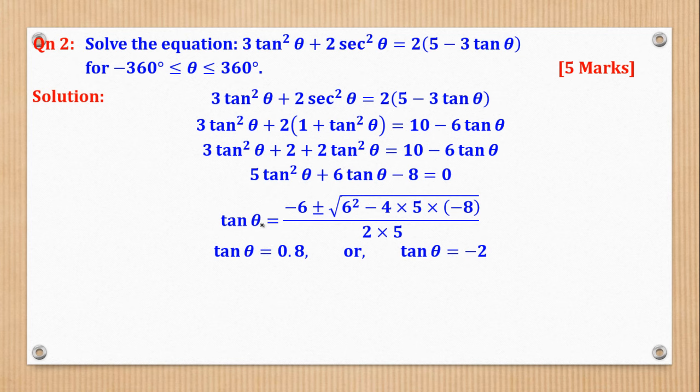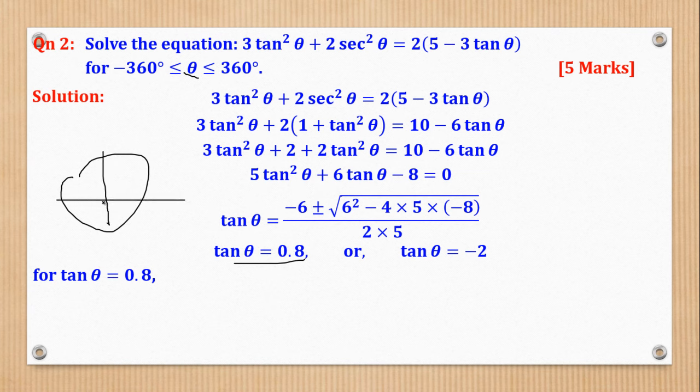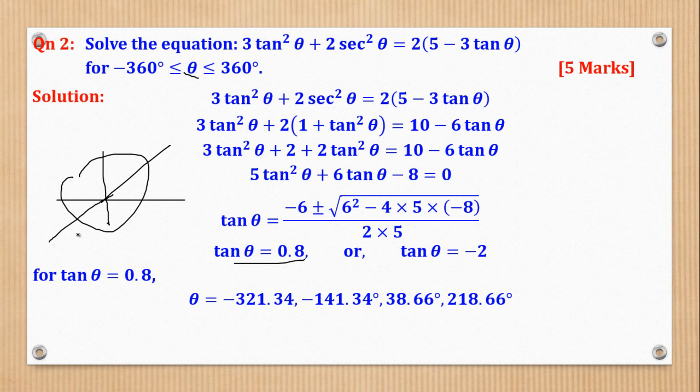So there are two values of tan theta, but they want values of theta. So I have to say that tan is positive in the first and third quadrants. So how do I get these values? Let us begin with positive values.